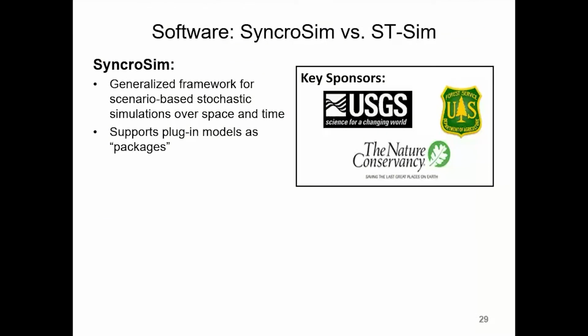And so back to software. We'll be talking about two different terms here, SynchroSim and STSim. To clarify the difference, SynchroSim is the software you all installed, and it's actually a general modeling framework that supports models to be plugged in as packages. We use it to model population dynamics. We use it to do connectivity. We've just got a big project with the federal government here in Canada to use it to model COVID-19 epidemics. So it's a framework for basically any kind of stochastic space-time model.